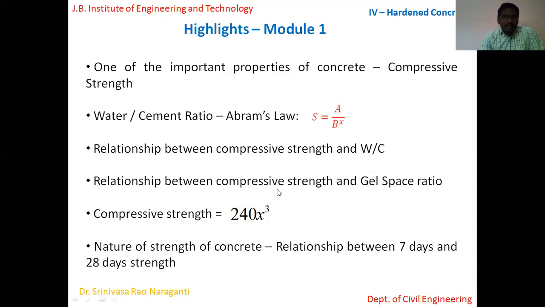Then we discussed how to compute compressive strength if you know the gel space ratio. We said that the relation is 240 times x cubed, where x is nothing but the gel space ratio. And we also discussed empirical equations to find out the x value based on the weight of the cement and the weight of the water. We had two cases: one is for complete hydration, and if you have any percentage of hydration, we can still find out the gel space ratio, and from that we can find out the compressive strength.